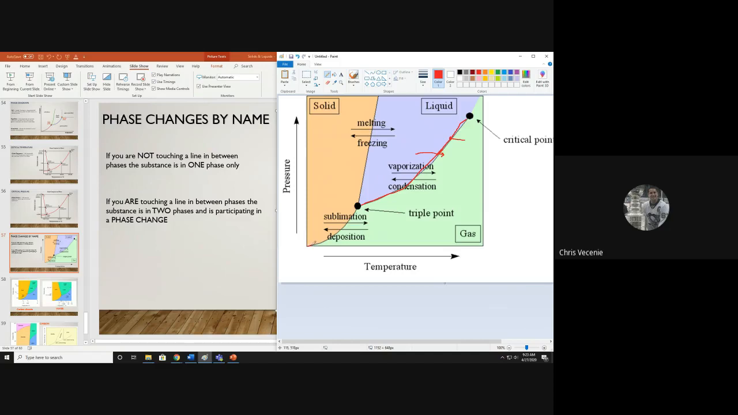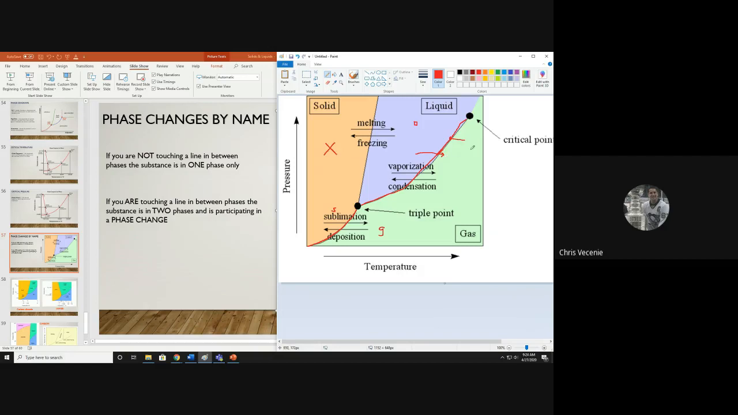And then down here is your sublimation deposition line, right? The interaction between the solid and the gas. All right, so kind of your rules of looking at your phase diagram. If you are not touching a line in between phases, the substance is in one phase only. So if I gave you a set of data points and it put me right there where the X is, you would just be a solid. Right? If I gave you a set of data points and it put you right where I put that little square, you would just be a liquid.